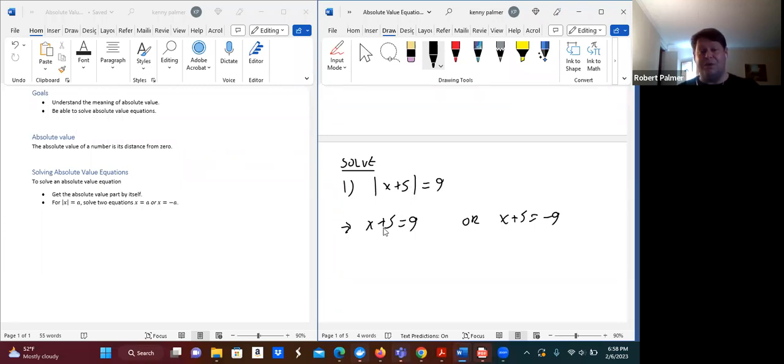Now we just solve each one of these. Subtract 5 from both sides, and this gives x is equal to 4. Over here, subtract 5 from both sides: x is equal to negative 14. And those are our solutions.